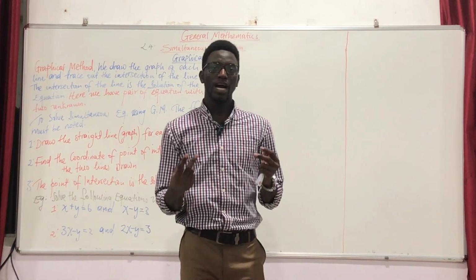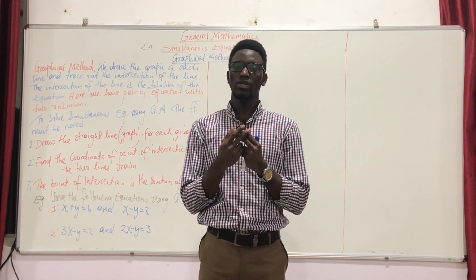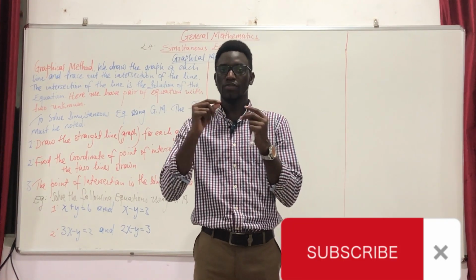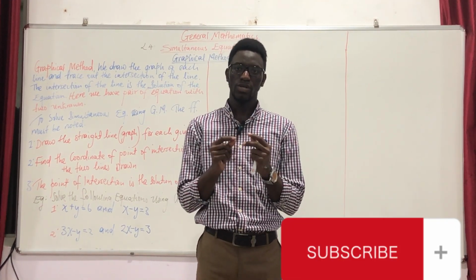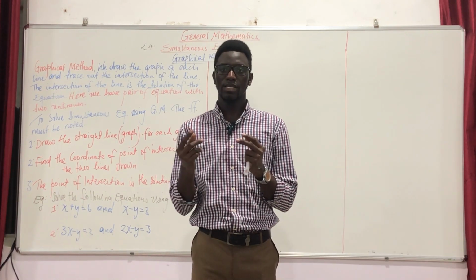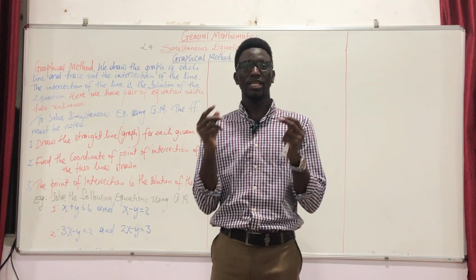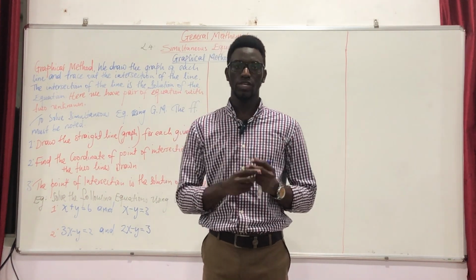Of course, for the graphical method, we are going to have two equations. If we use a graph, we try to plot this type of equation. We trace these lines in order to find the intersection of the lines. So the intersection of the lines is referred to as the solution of the equation.